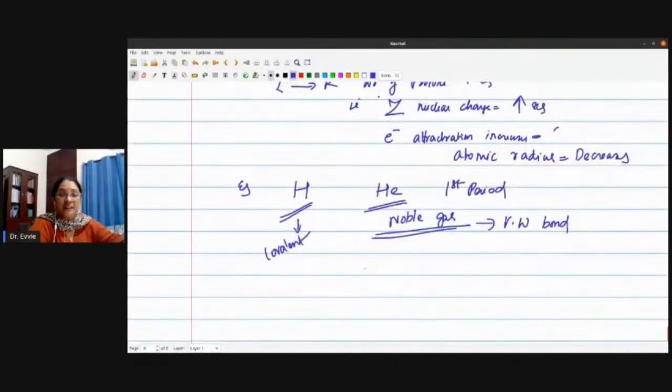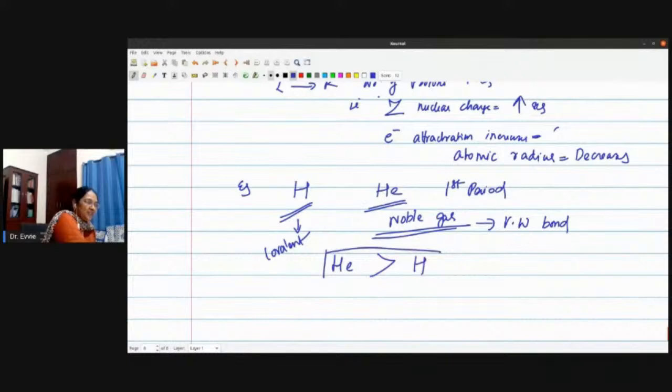Now, between these, I know that along the period the size decreases, but noble gases will have a van der Waals bond, and a van der Waals bond will have a higher radius. So for your disappointment, helium will have more radius than hydrogen. The reason is helium will have a van der Waals bond, and hydrogen a covalent bond.